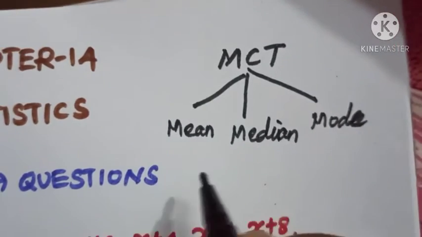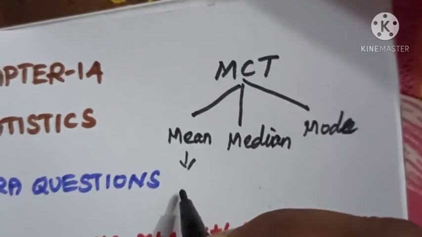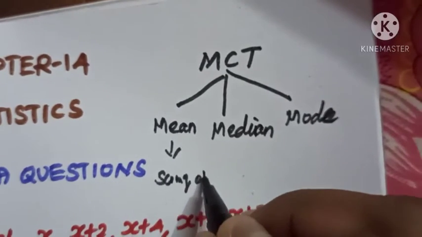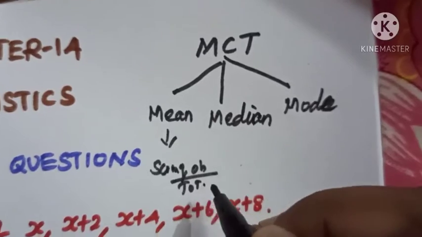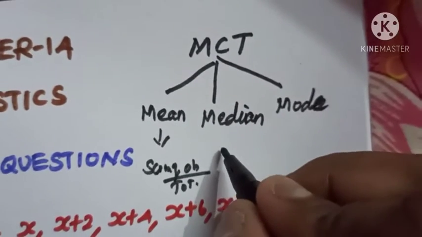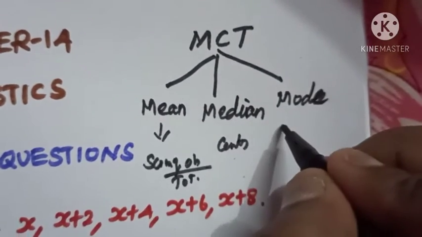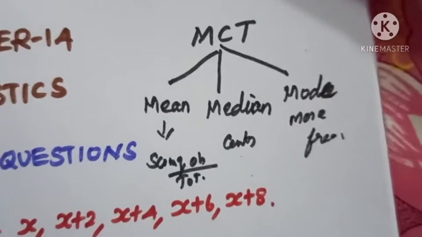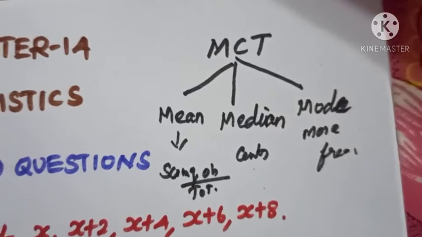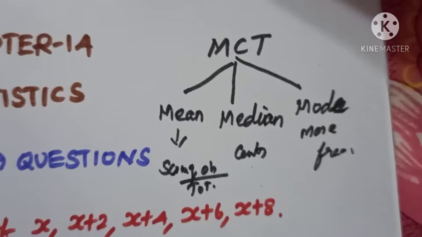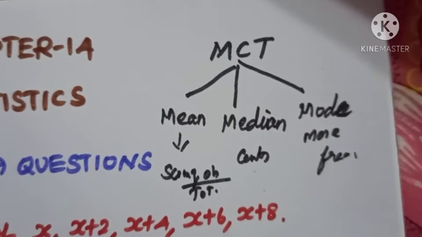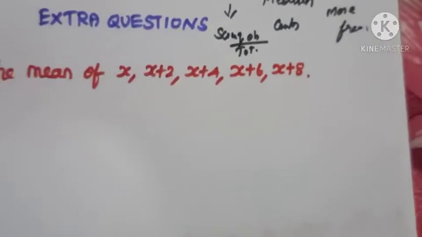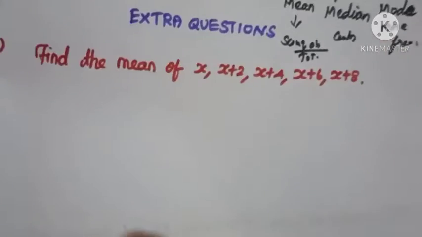So these three we take as measures of central tendency. So mean, you take it as sum of observations divided by total number of observations. Median is the central value and mode is the more frequent one. So this is the short form. So what is more frequency? A number that repeats more times, we take it as the mode. So this is the basic concept of measures of central tendency. Now in this concept, we will discuss some extra questions.